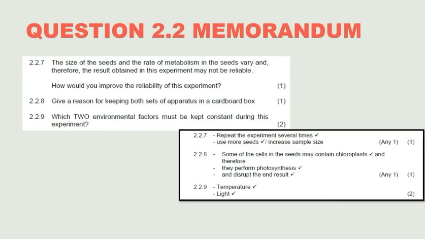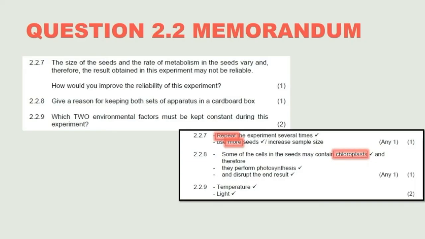Then question 2.2.7. The size of the seeds and the rate of metabolism in the seeds varied. So that means it was different. And therefore the results obtained in this experiment were not reliable. So how would you improve the reliability of this experiment? You can repeat the experiment a few times. You can use a bigger sample of seeds. So instead of using 60 seeds in one test tube, you can use a bit more, 70 or 80. So this will increase your sample size. Then question 2.2.8, give a reason for keeping both sets of apparatus in a cardboard box.